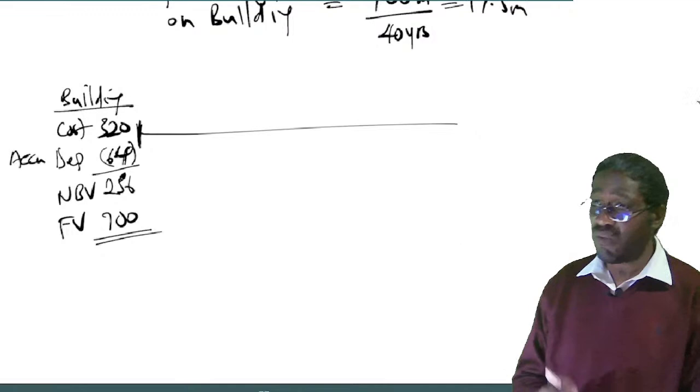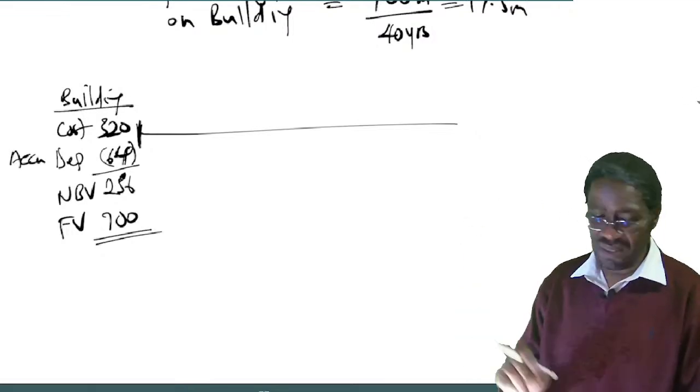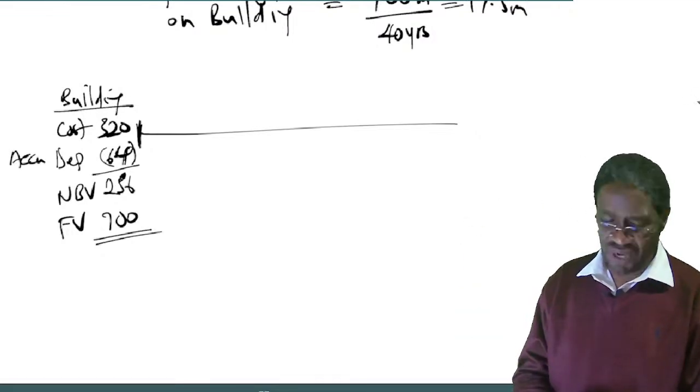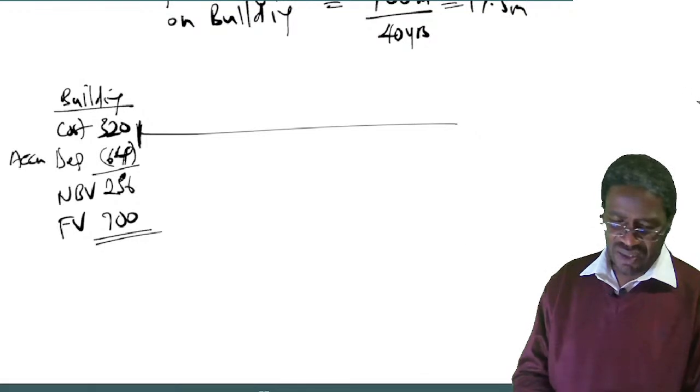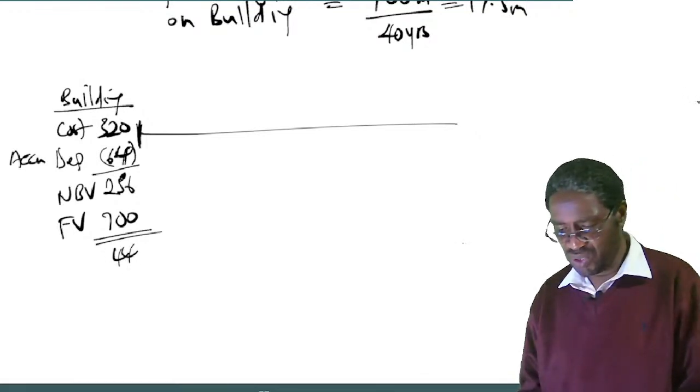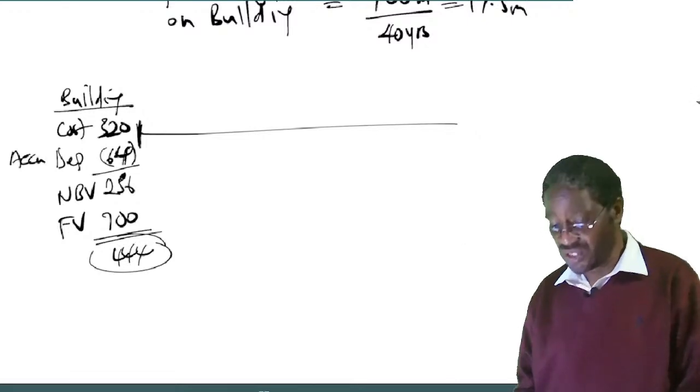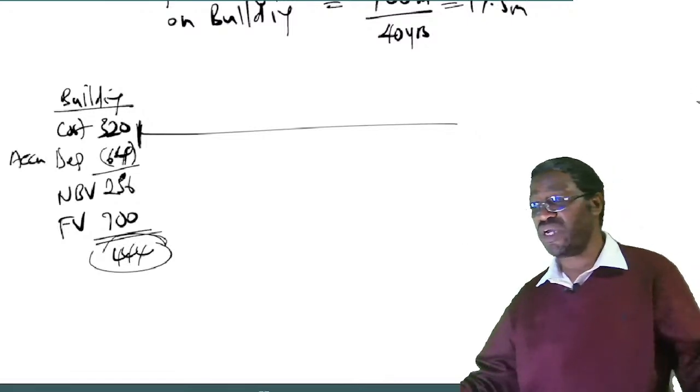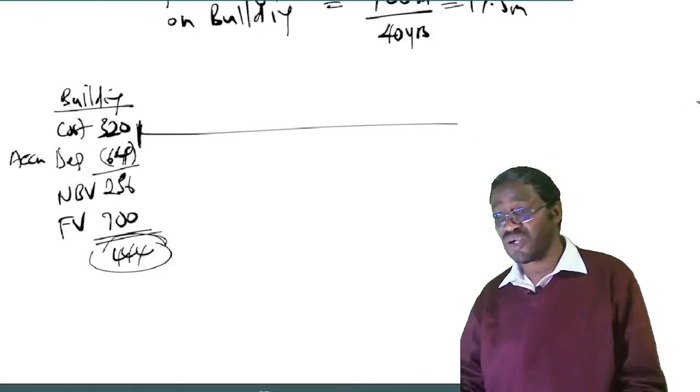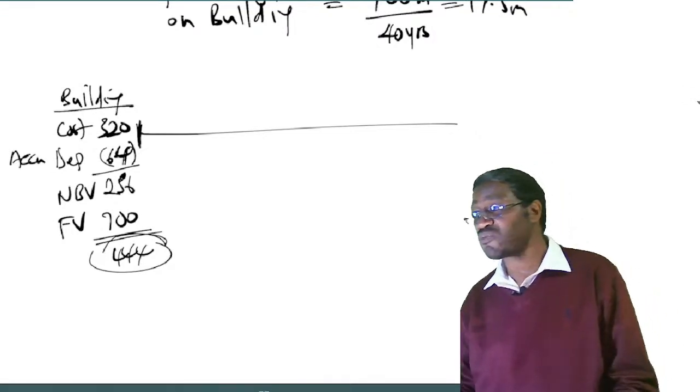So it must have made a gain of how much? 700 was the fair value by the beginning, but the book value was 256. So that gives me how much? 700 minus 256. That gives me 444. So there is somebody who has got it. According to the chart, there is somebody who has got it as 444.